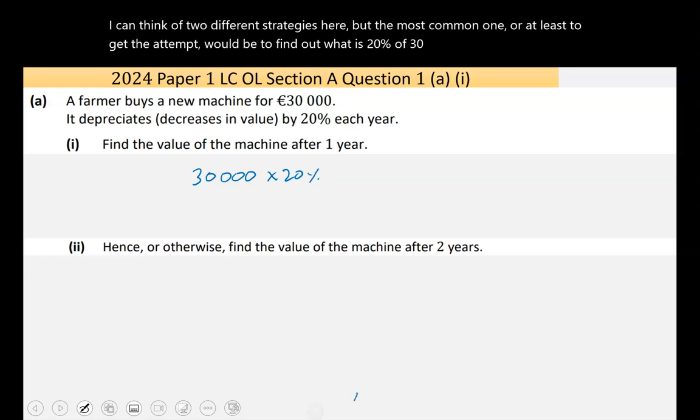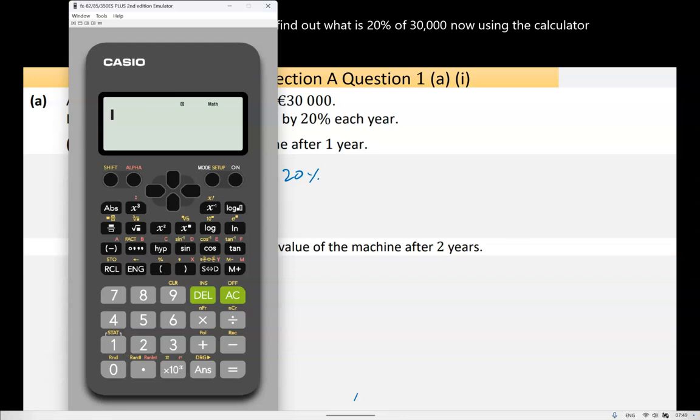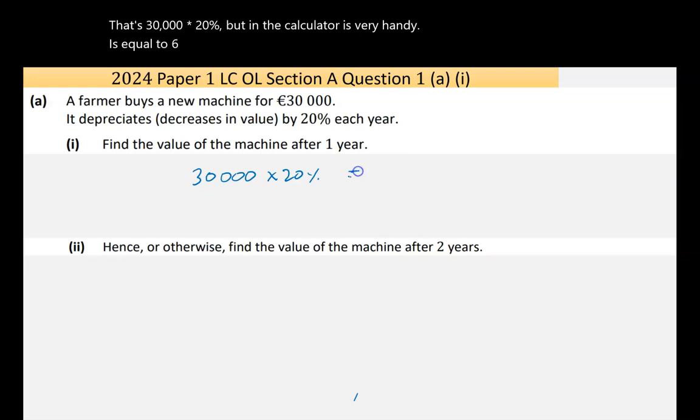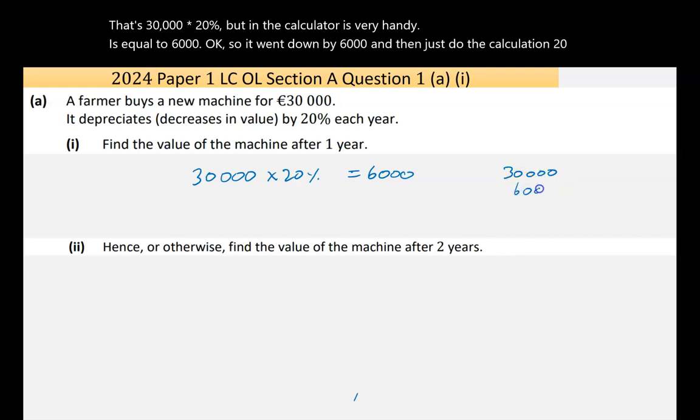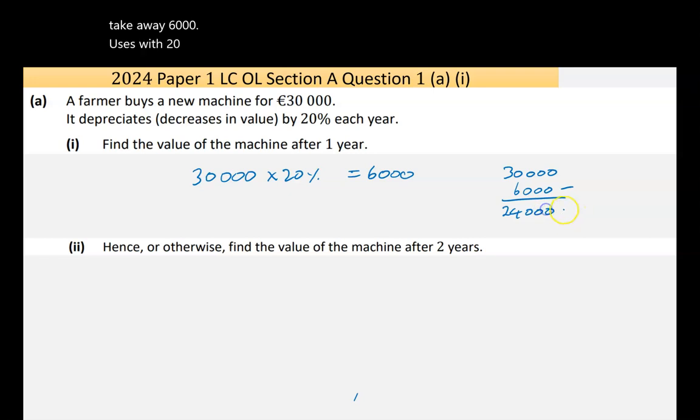Now, using the calculator, which I should have open, that's 30,000 multiplied by 20. Now, the percent button in the calculator is very handy, is equal to 6,000. Okay, so it went down by 6,000, and then just do the calculation. 30,000 take away 6,000 leaves us with 24,000. And that should be our answer.